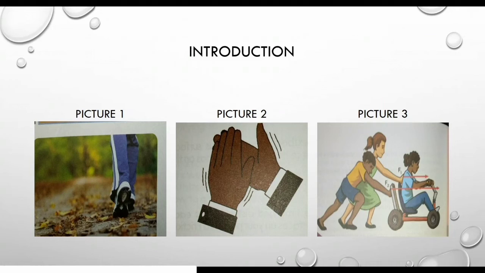So this is your question. Why is it that in picture 1, the person is able to walk? Picture 2, the person is able to rub the palms. And then picture 3, the person is able to be pushed on the wheel. Great. It is all because of friction.